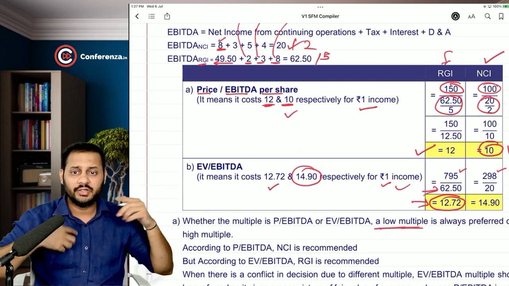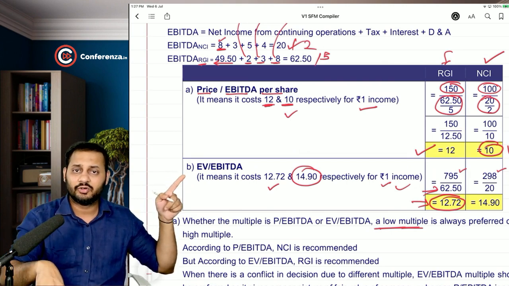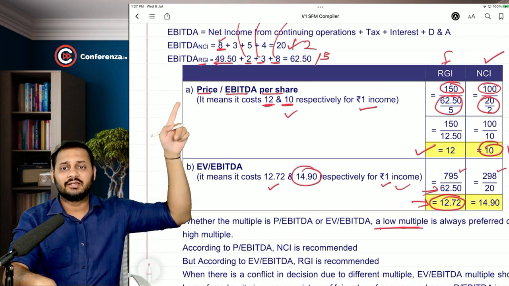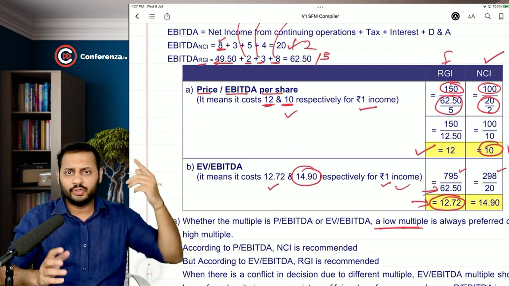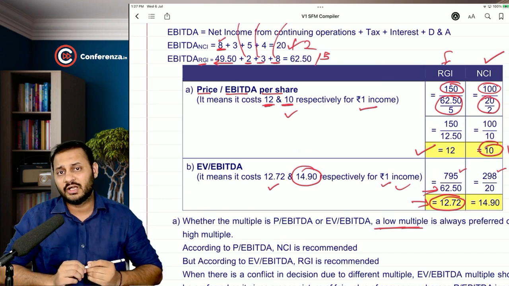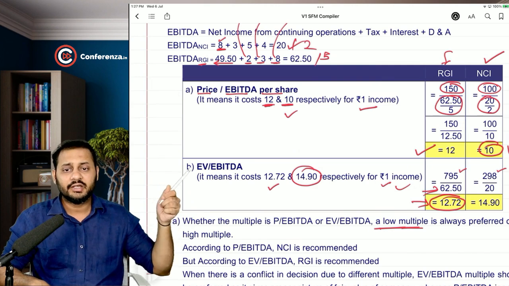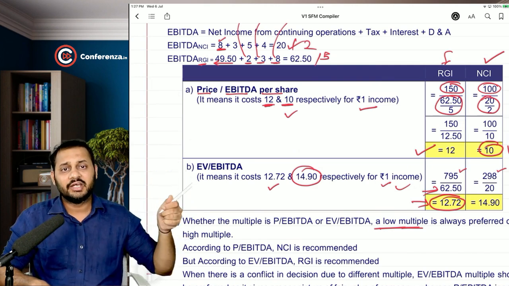So according to me, EV is more trusted, or a more recommended measure of multiple to choose or to rely on rather than price. So we should go with EV, not price. I told you in the beginning, the concept of EV is it represents the true picture of the cost that you will have to bear. So price does not represent the true picture. EV will represent the true picture, and if we go with this model, RGI will be chosen.